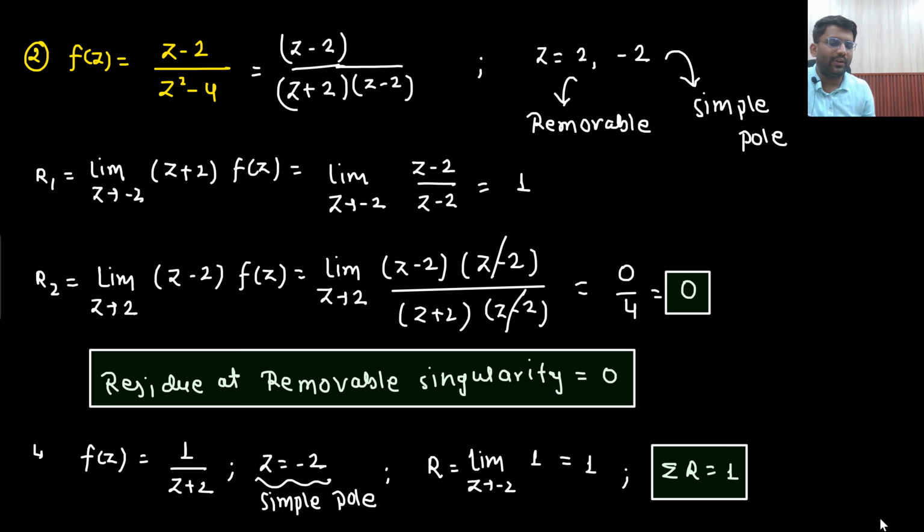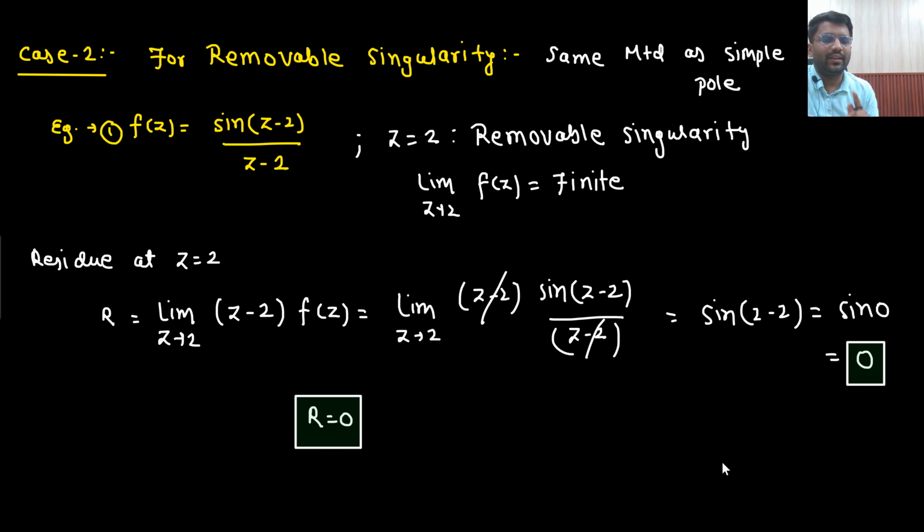So a very simple point from these 2 slides of discussion, the only thing you need to remember is that for a removable singularity, the sum of the residue will be 0. That's it, nothing more. Sum of the residue will be 0. That means for a removable singularity, the residue will be 0.